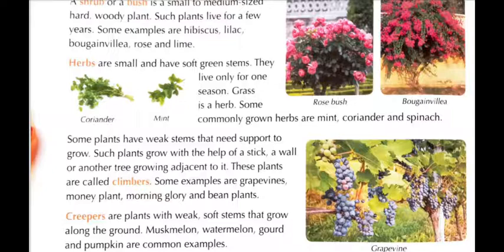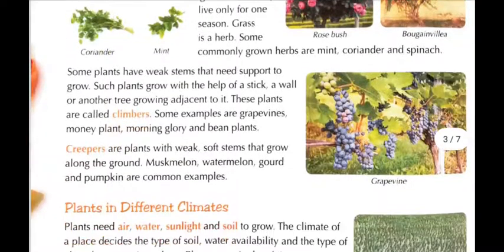So students, climbers are very weak plants. Okay, they have long, thin, and weak stems. They cannot stand straight on their own, so they need support to stand. Okay, they have spiral-like special structures called tendrils. Okay, some examples of climbers are pea plant, money plant, bean plants, etc. Okay, so now move on to the next, that is creepers.